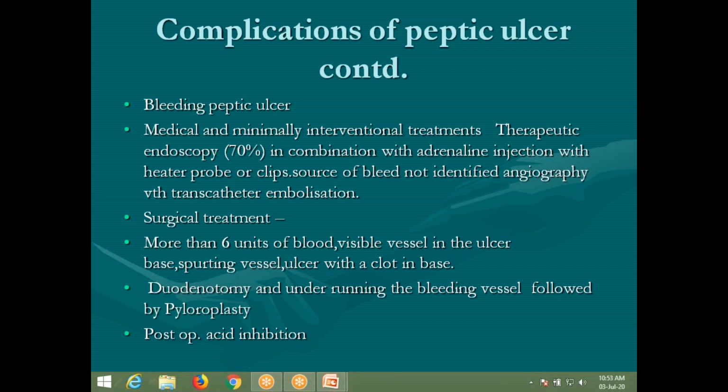Even if it is not controlled, in higher centers you can plan for angiography and transcatheter embolization. Even with all these measures, if the patient is still rebleeding, you can find a spurting vessel or visible vessel or a clot in the base, or the patient is requiring more than 6 units, plan for surgery: open the abdomen, do a duodenotomy, catch hold of the vessel and control it, acquire hemostasis, and post-operatively, what is important?